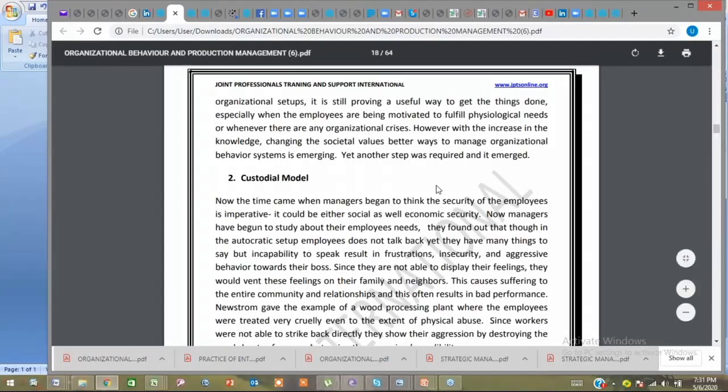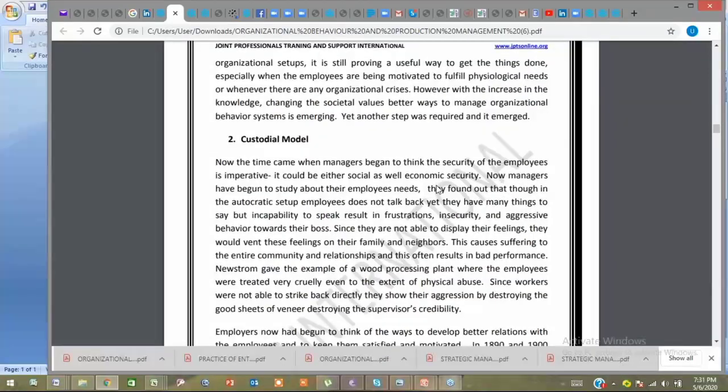Now, the time came when managers began to think the security of employees is imperative. It could be either social or economic security. A time came when security of employees became imperative. Employees saw that one of the major factors of motivation is when they are secured. Security could be social, it could be economic.